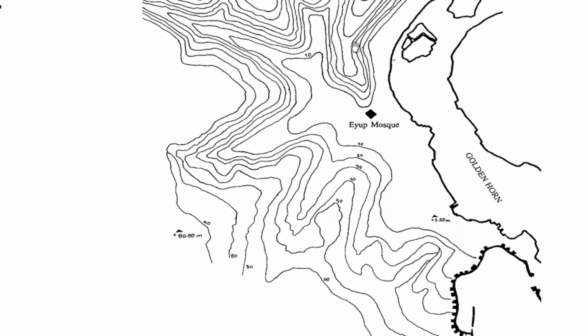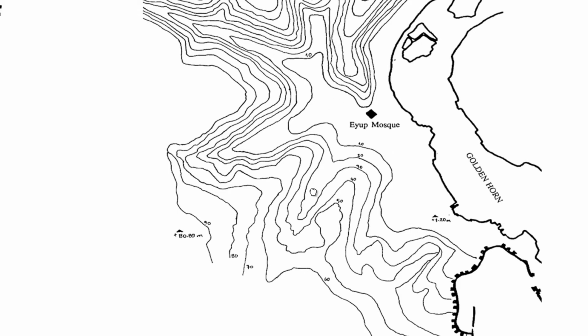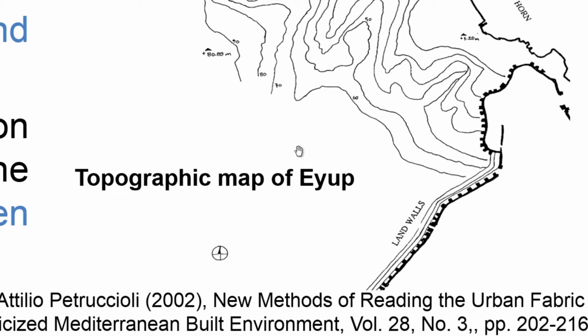Now, if you look into this map, you can see a series of contours. You have the Golden Horn, which is a river, and then you find a plain land over here. This is the plain land. So these are all the contours, and the top is facing the north.